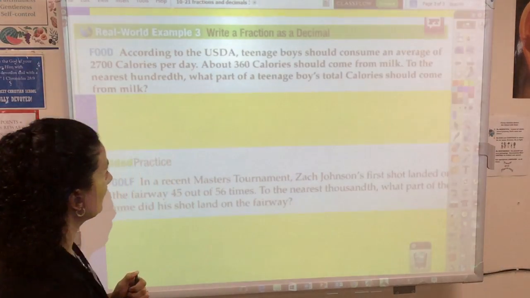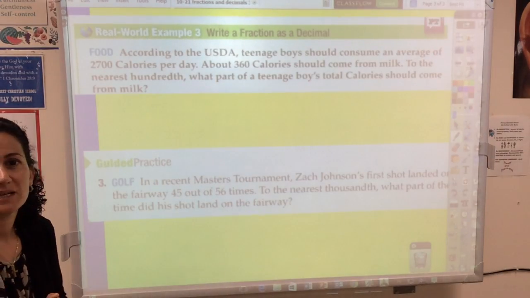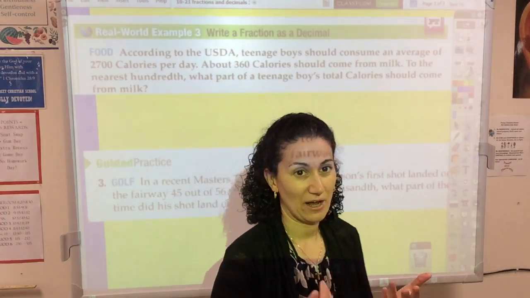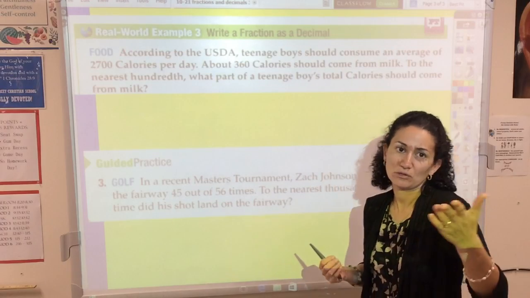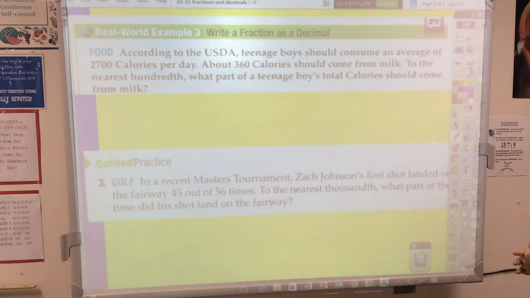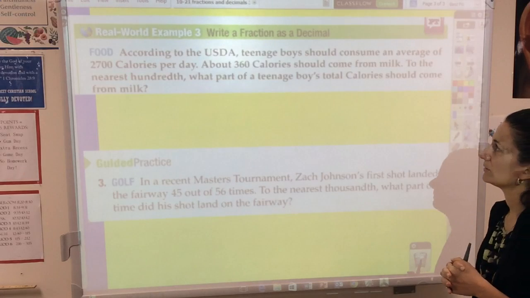About 360 calories should come from milk. I think that's actually changed in recent years. It should come from protein sources. Milk is a good protein source. To the nearest hundredth, what part of a teenage boy's total calories should come from milk?